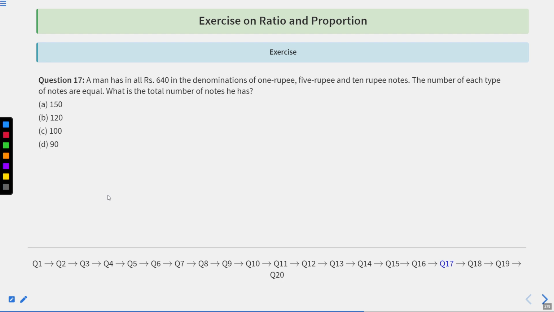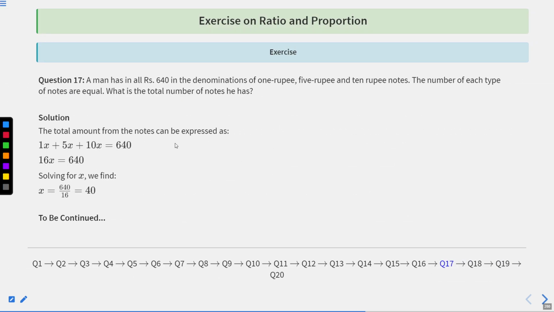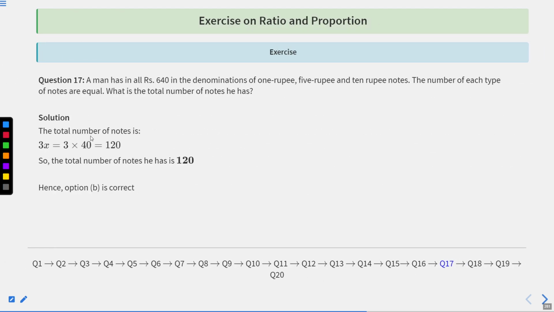A man has in all rupees 640 in the denominations of 1 rupee, 5 rupee and 10 rupee notes. The number of each type of notes are equal. What is the total number of notes he has? So the solution: total amount from notes can be expressed as 1x plus 5x plus 10x equal to 640. That is 16x is equal to 640. So solving for x, we find that x is equal to 40. So now the total number of notes is 3x equal to 3 into 40, that is 120. The total number of notes is 120. So the correct option here is option B.